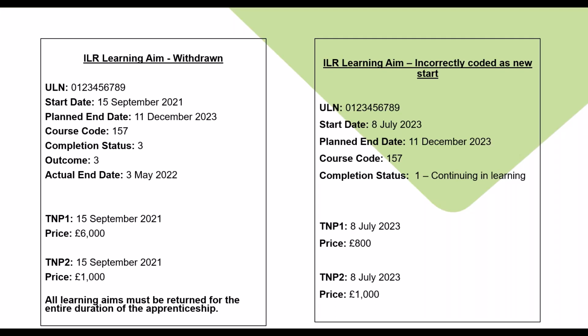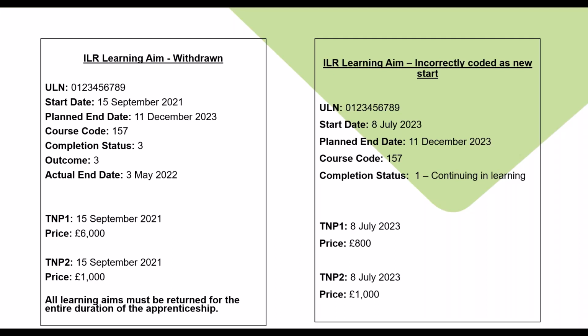And if we look at the two learning aims, the one on the left has been recorded as a withdrawal, and the one on the right has been coded as though it is a new start. So there's no restart indicator, which should be there, and it's been coded as a TNP1 and TNP2, which have got the remaining costs of 1,800. In terms of earnings, whatever was earned in that first learning aim 18 months ago is deducted from what you have recorded now in this TNP1 and TNP2 in the new learning aim.